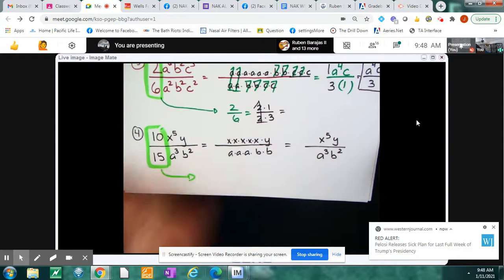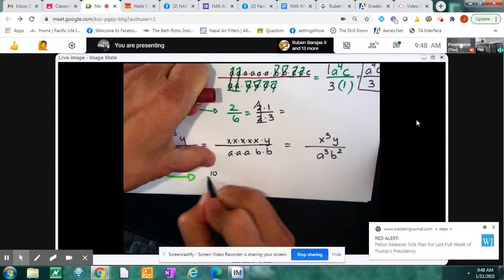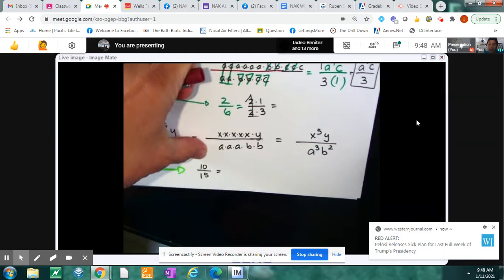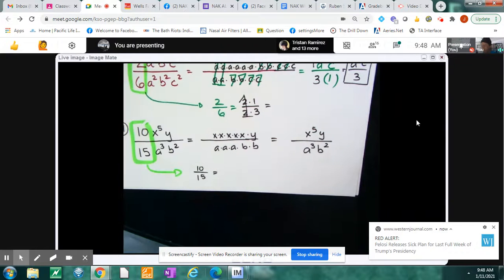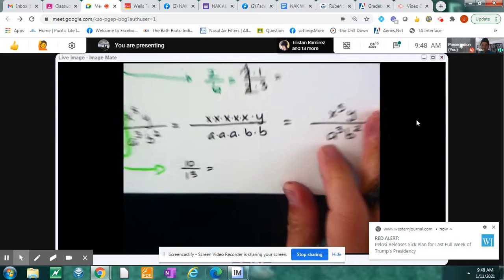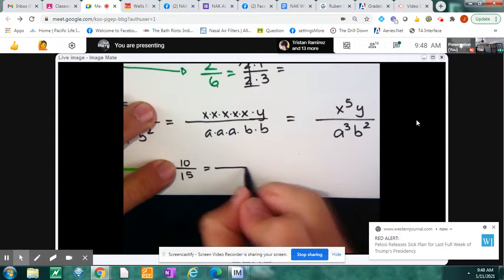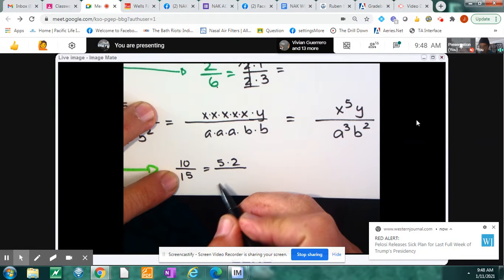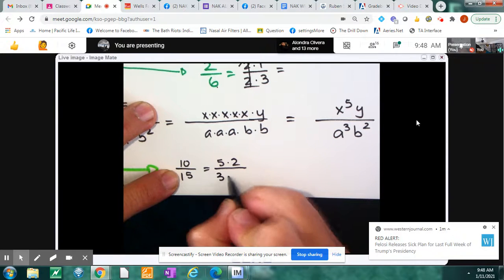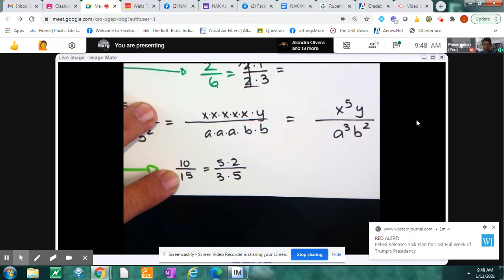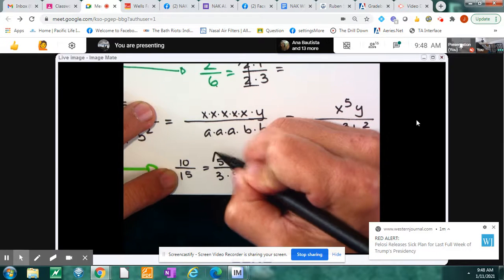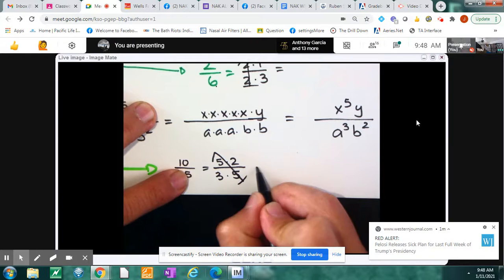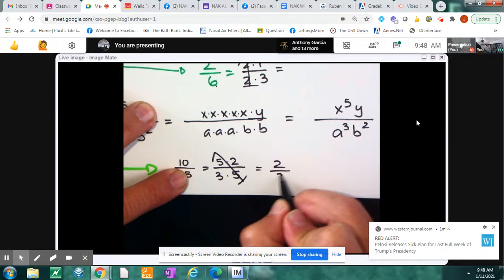All right, 10/15. So let's go ahead and, some of you guys know how to divide by 5, but what about the kids that don't know? Well, let's break it down. The multiplication of 10 is 5 times 2, and the multiplication of 15 is 3 times 5. Now, do you have a giant 1? Yeah, right here, the 5. So I'm left with what? I'm left with 2 over 3.